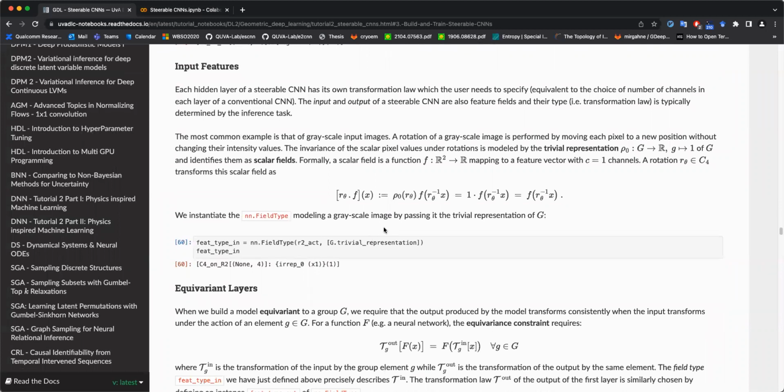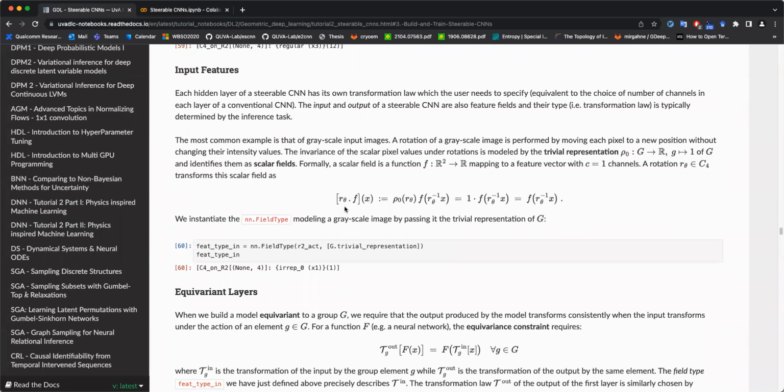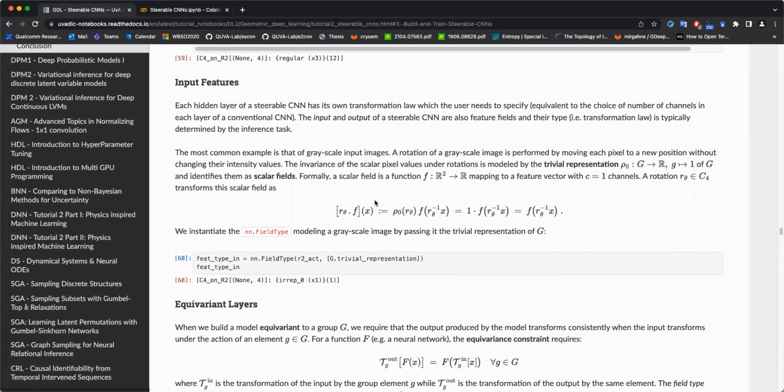The next step is what kind of features we use for the input. Typically, the input of your neural network is defined by the task and the dataset you're using. So you generally know a priori what the transformation type of the input is. And if we work with images, as we said before, we have just the trivial representation that tells us that the colors of a grayscale image don't change when we rotate the image.